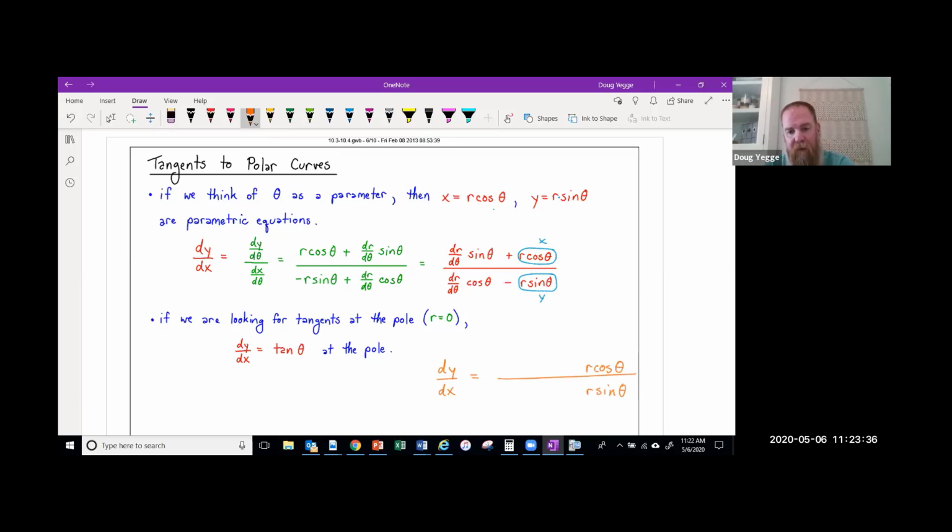But then I'd remember that top and bottom both have a dr d theta term as well. And each of those are multiplied by the opposite of that function. So if that's cosine theta, then I know that I'm going to be multiplying dr d theta by sine theta. And if this is r sine theta, then I know that I'm going to be multiplying this by cosine theta. And then I just remember the plus is on top, minus is on the bottom.